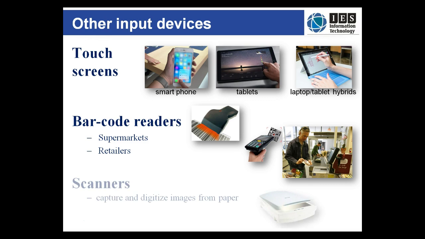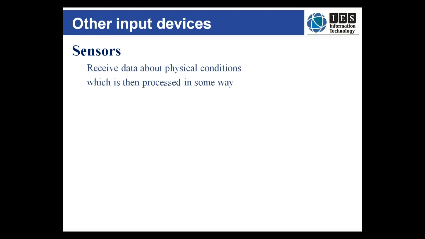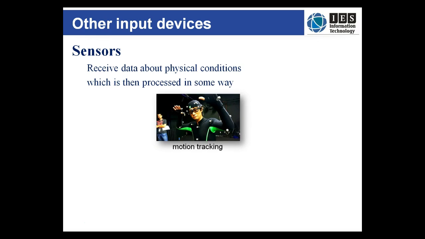Scanners digitize images from paper. Photographs are stored as images, and documents might also be stored as images, or they can be converted back to an editable form using OCR, Optical Character Recognition software. Sensors receive data about the physical world and then process or store the data for later use. Examples exist in the movie industry, where motion tracking is often used to enhance animated characters, such as Gollum from Lord of the Rings. Click on the link in the description to learn more about this.